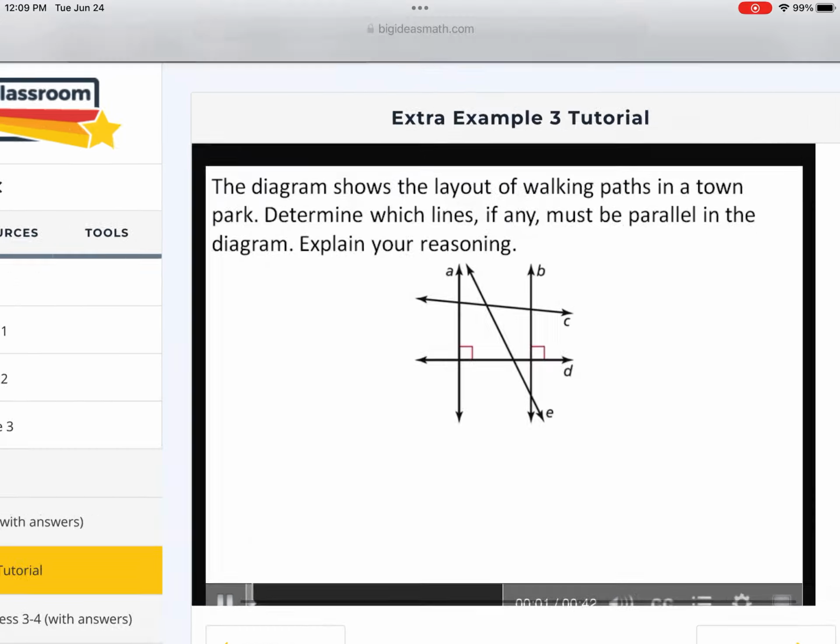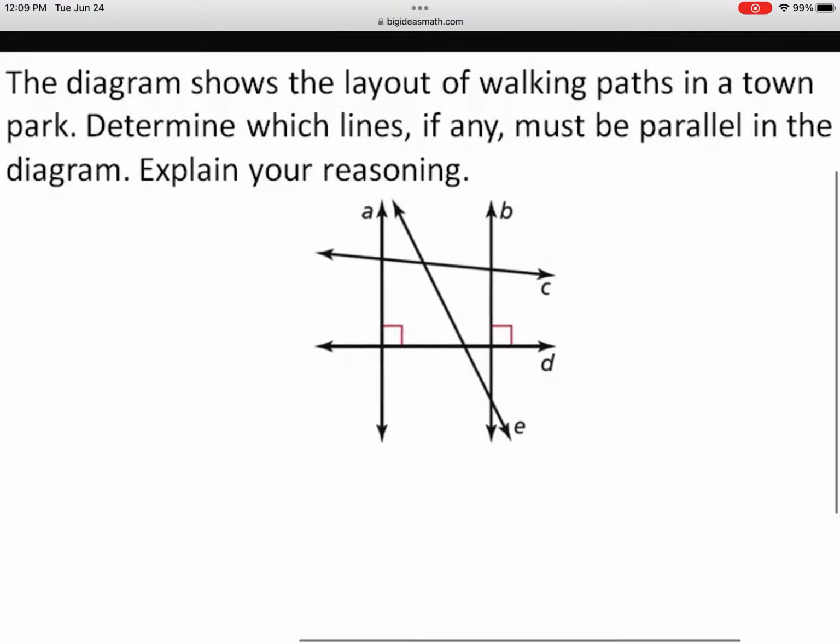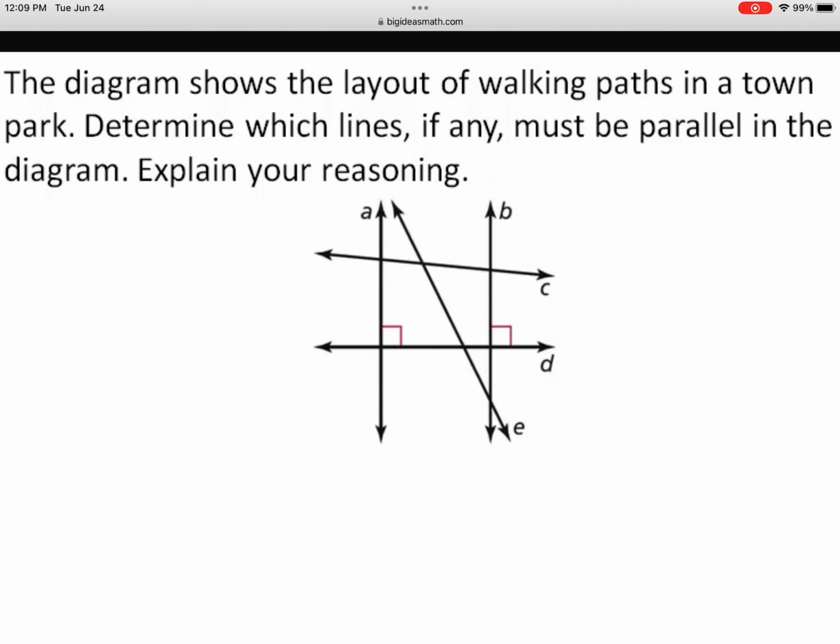The diagram shows the layout of walking paths in a town park. Determine which lines, if any, must be parallel in the diagram. Explain your reasoning. Looking at the diagram, you are given that line A is perpendicular to line D and line B is perpendicular to line D.